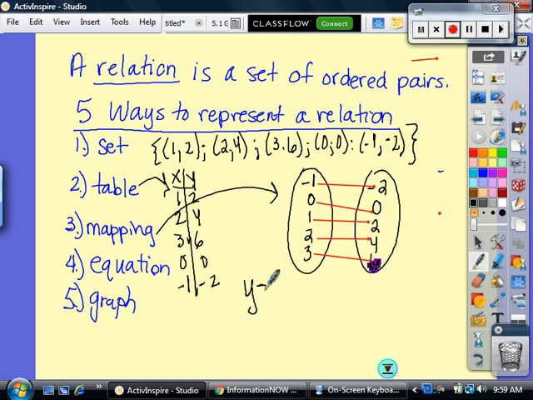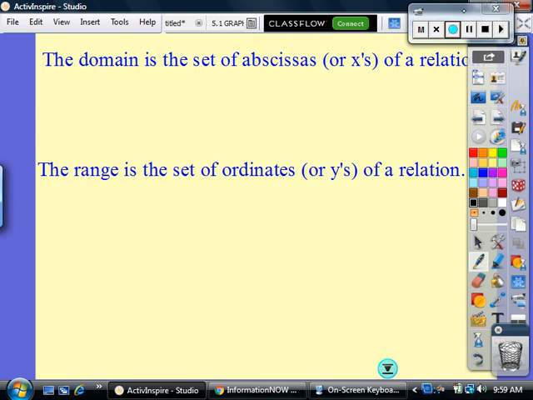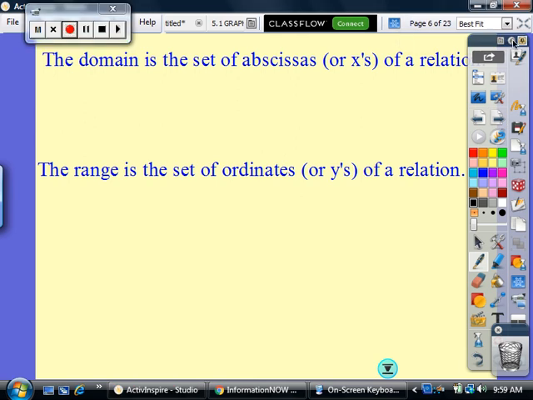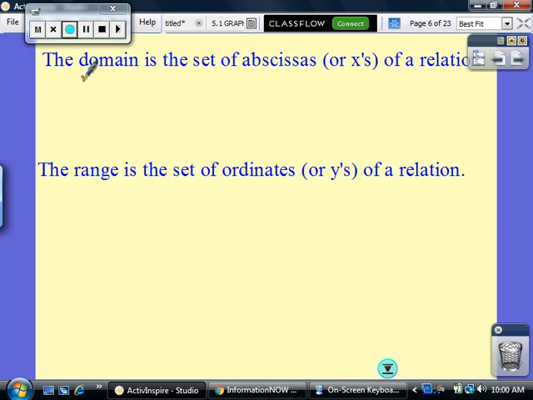An equation, we're going to be looking at lots of different equations. This would match up with those points up there. And then graphs, you know what a graph looks like. We just did 2. So set, table, mapping, graph, equation. So if I say, what is a relation? You say it's a set of ordered pairs. If I say list 5 ways to represent a relation: set, table, mapping, graph, equation. So already you need to know those. Also we've talked today about an abscissa and an ordinate, so let's use those. Let's write down the definition of domain and range.